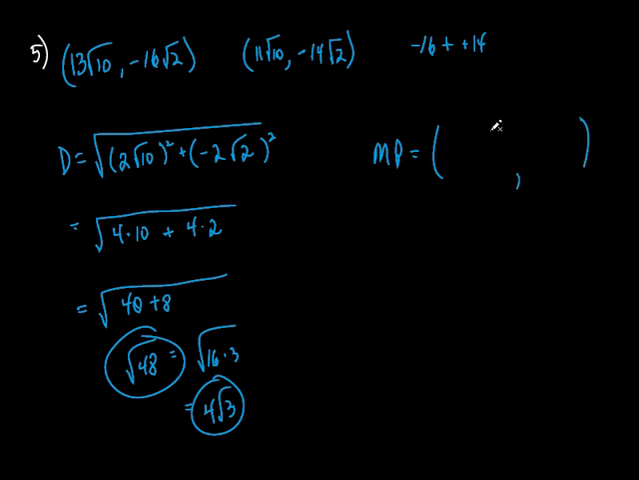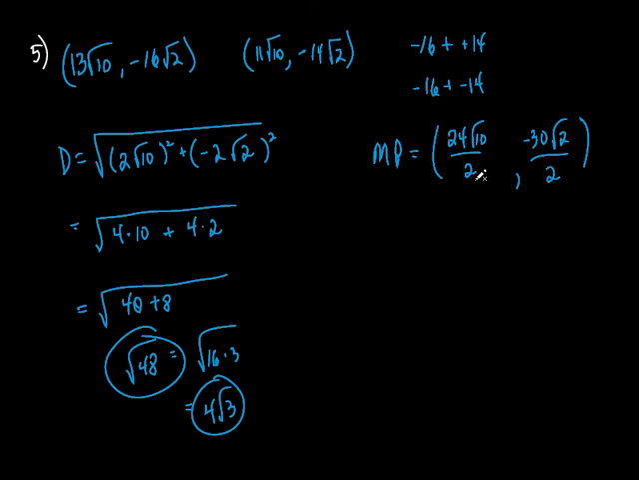Midpoint formula, you add them up and you divide by 2. So this time you add the x's and divide by 2. 13 plus 11 is 24. 24 what? Square root of 10 divided by 2. Let's add the y's. Negative 16 plus negative 14. Watch, it's negative 16 plus negative 14, which is negative 30 square root of 2 over 2.